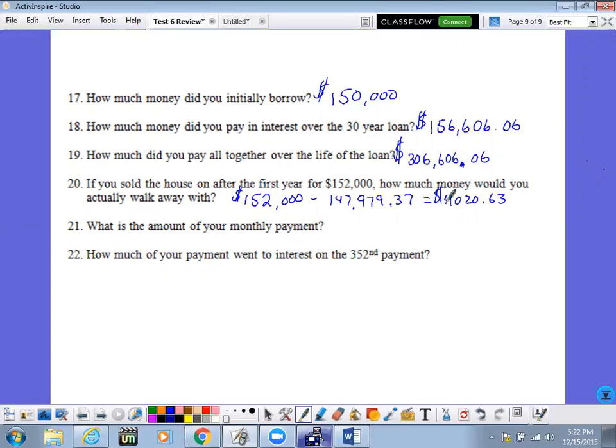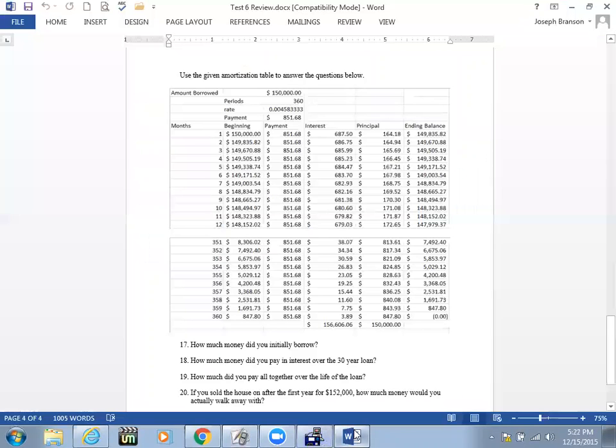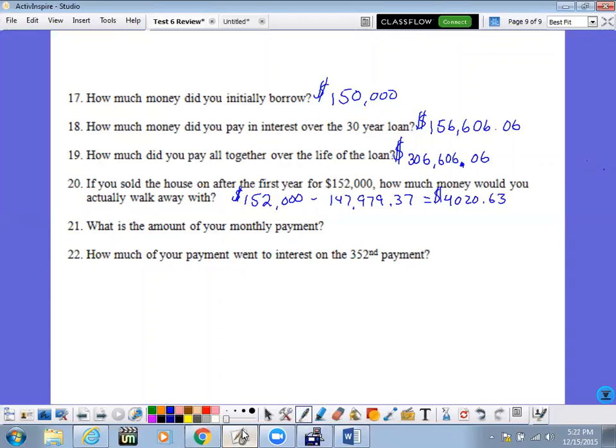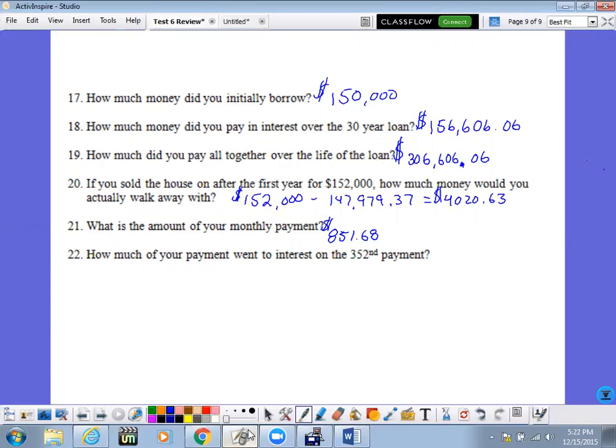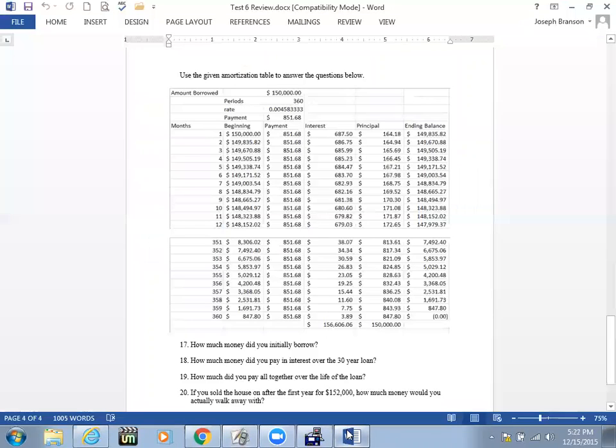If we sell it like that, what's the amount of your monthly payment? Well, monthly payments, we can look up here. $851.68 was my monthly payment. $851.68. Is that correct? Yep. And then the last one, how much of your payment went to interest on the 352nd payment? So in order to see how much goes to interest, we go to our 352nd payment right here. We go to our interest column. It was $34.34.